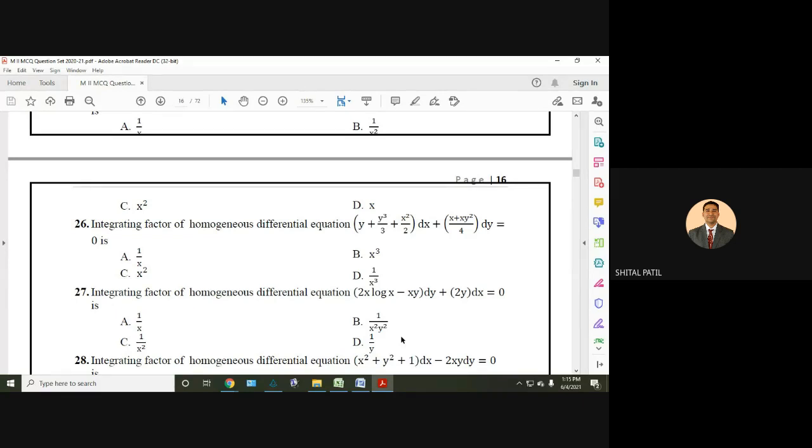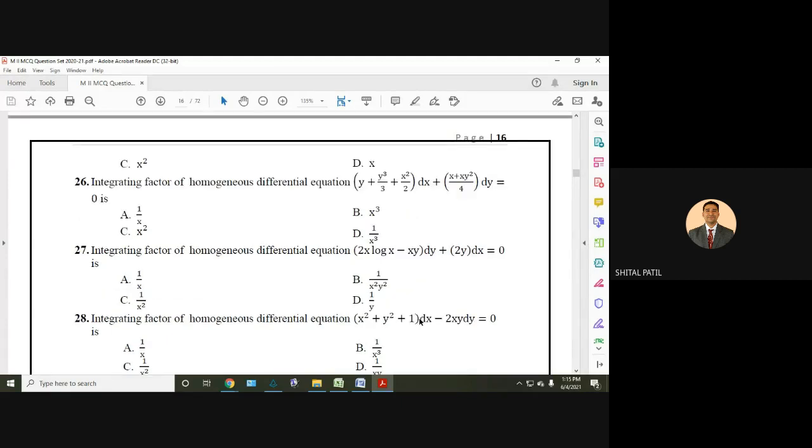For example, say 1/x is the integrating factor, then you have to multiply the differential equation by 1/x and then you have to check whether it is exact or not. Next you have to multiply by x cube, then check whether it is exact or not. Then multiply by x square, then check exact or not. That will take more time, no? Instead, this method is simple, no? Yes, sir.